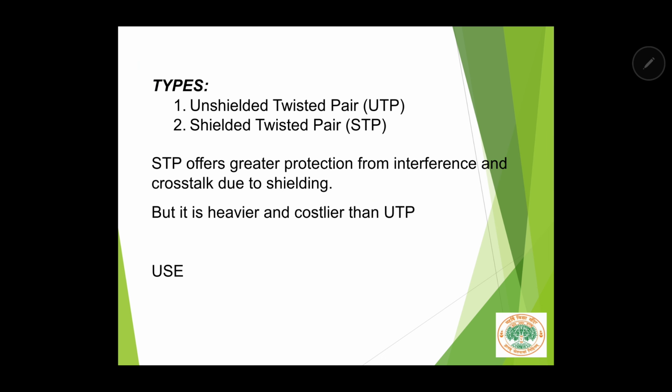So there are two types of twisted pair cables. One is unshielded twisted pair cable and the other is shielded twisted pair cable. Shielded twisted pair cable offers greater protection from interference and crosstalk due to shielding. An additional layer of shield is present to protect it further from crosstalk and interference. Interference means intermixing of signals. It does not happen in the case of shielded twisted pair cable, but it is heavier and also costlier as compared to unshielded twisted pair cable.